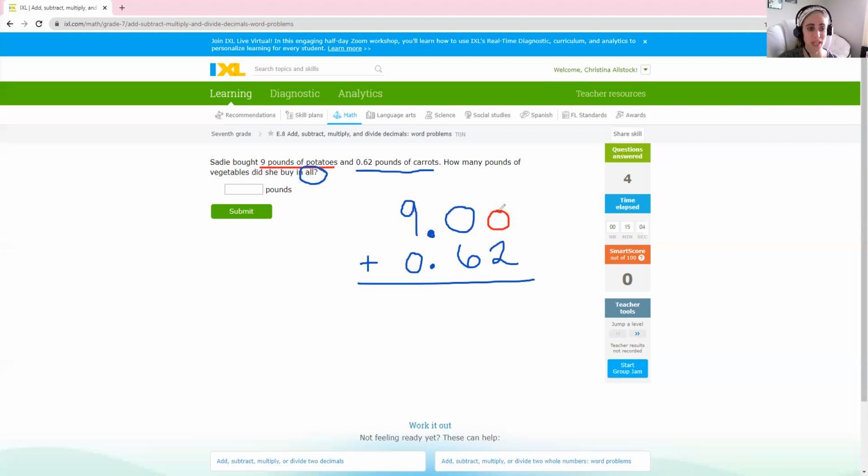Now we're ready to add. 0 plus 2 is 2. 0 plus 6 is 6. We bring that decimal point straight down. 9 plus 0 is 9. So Sadie bought 9 and 62 hundredths pounds of vegetables in all. The label is already there for us, meaning we just need to enter our numerical answer.